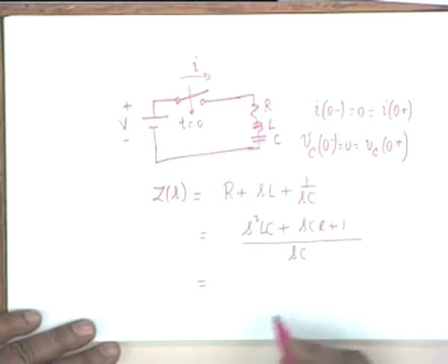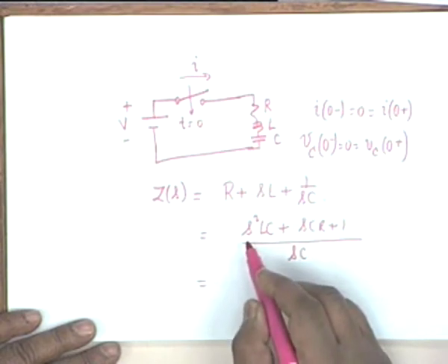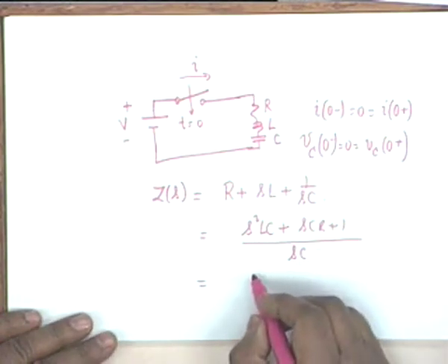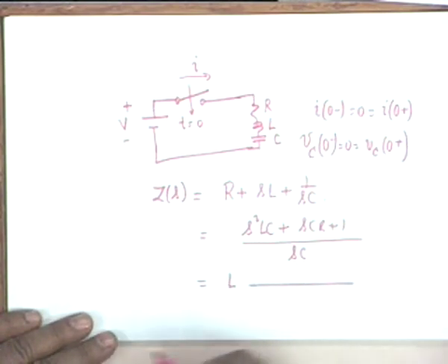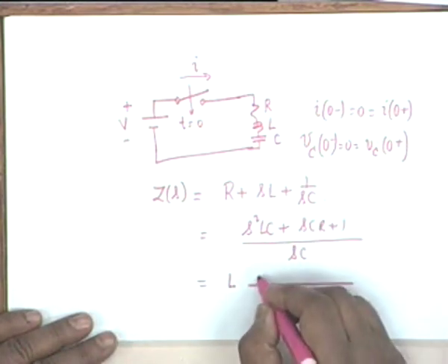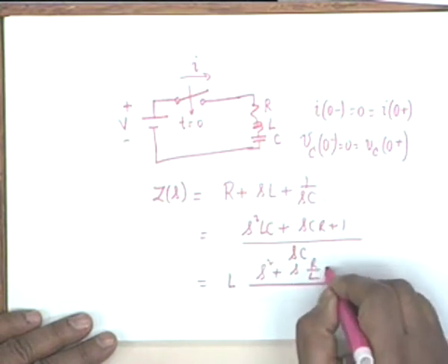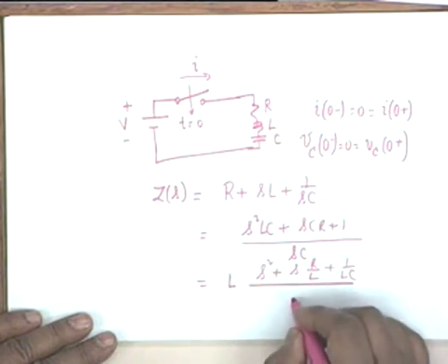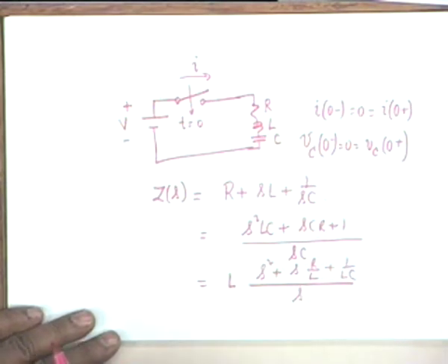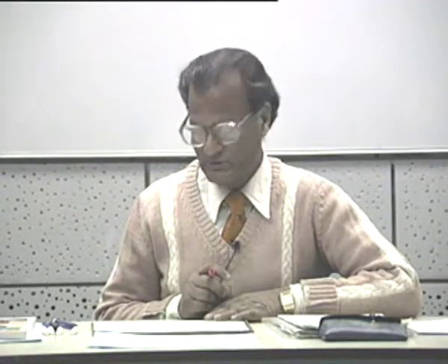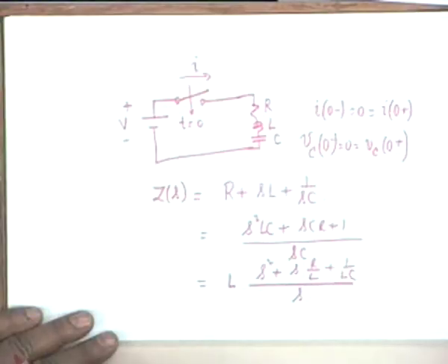And the style of writing is that we take the coefficient in the numerator and denominator both to be unity, the highest power coefficient, and therefore we shall get L times, have I made a mistake? This is okay, S squared plus S R by L plus 1 over LC, and here we shall get simply S. So the pole zero diagram is that there are two zeros which are the solutions of this quadratic equation, and a pole at the origin, that is at S equal to 0.